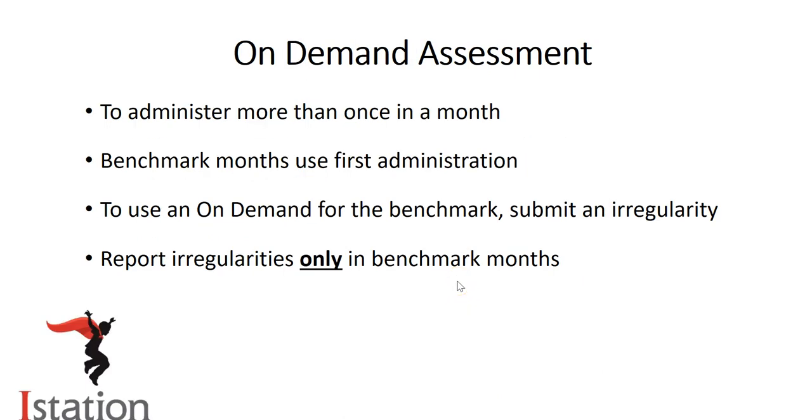Here's something for iStationers, which is our kindergarten or K through 2. We have the on-demand assessment available if you want to administer the ISIP more than once a month. During benchmark months, when they pull data, they pull the first administration. To use an on-demand for the benchmark, so during September, January, and May, we have to submit an irregularity. We haven't done that in the past, but that's new requirements. And then report irregularities only in benchmark months. So if something goofy happens in those off months, we don't have to report it to the state.